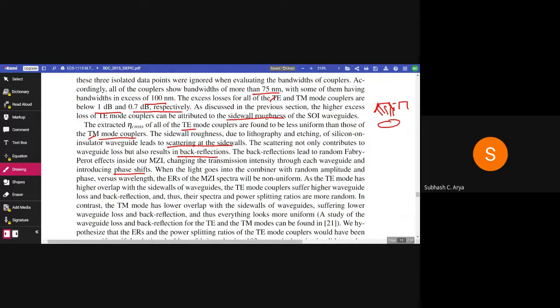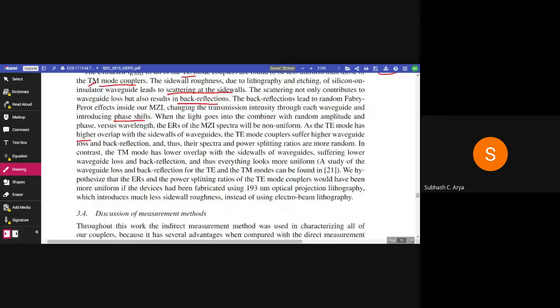as the TE mode has higher overlap with the side walls of the waveguides. As the TE mode has higher overlap with the side walls of the waveguide, the TE mode couplers suffer higher waveguide loss and back reflection. Thus, their spectra and power splitting ratio are more random. In contrast, the TM mode has lower overlap with the side walls of the waveguide, suffering lower waveguide loss and back reflection, and thus everything looks more uniform. A study of the waveguide loss and back reflection for the TE and TM mode can be found in reference 21.